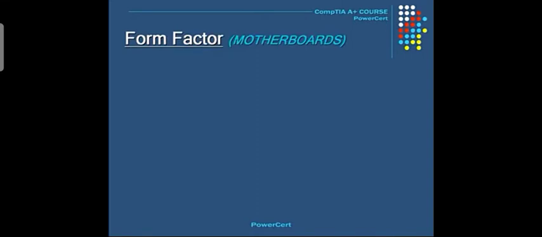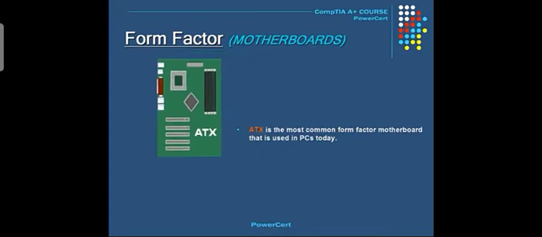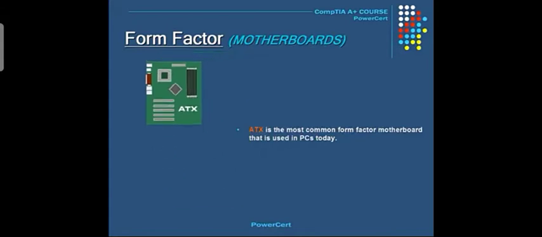Motherboards come in different shapes and sizes, known as a form factor. The most common form factor motherboard that is used in PCs today is ATX. ATX stands for Advanced Technology Extended. It was created in 1995 by Intel and is now the de facto standard form factor for PCs today. A full-size ATX motherboard is 12 inches by 9.6 inches.